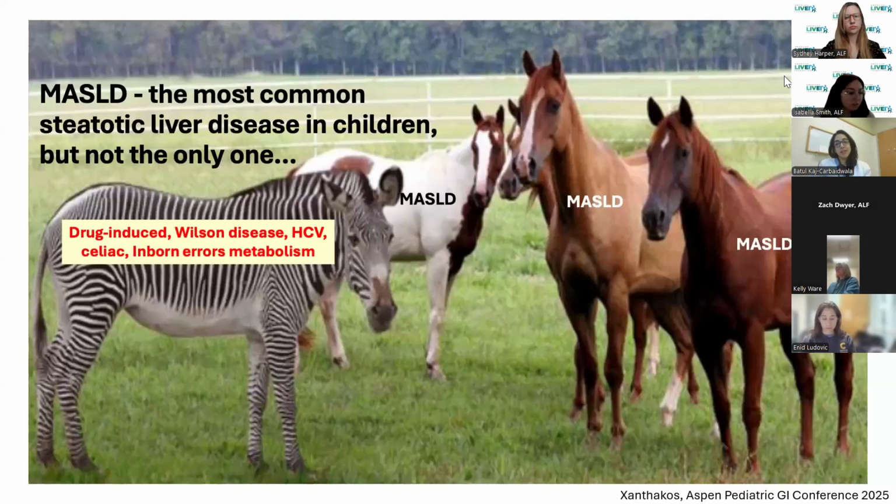This is just, again, making the same point, which is that for the most part, we are dealing with the horses in this setting. Most of the time, these kids end up getting diagnosed with MASLD, but you do sometimes still have to look out for those zebras that will sometimes be thrown into your MASLD clinic. And so we do make sure we check for all of those things in all of our patients.